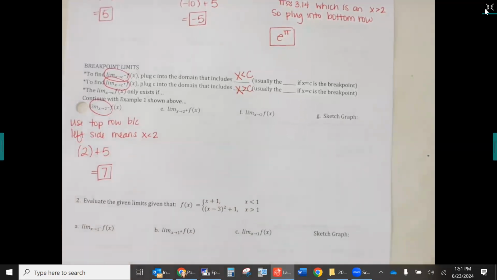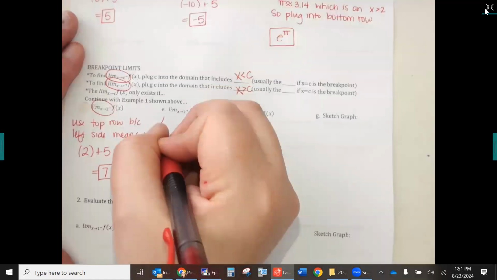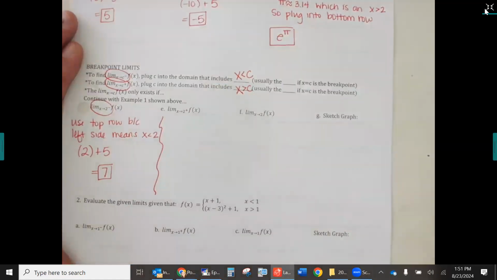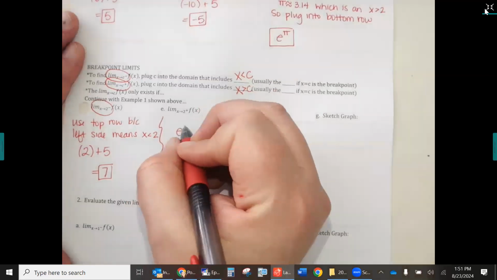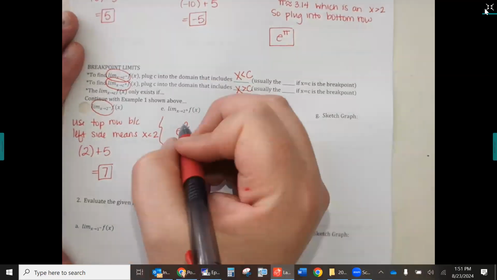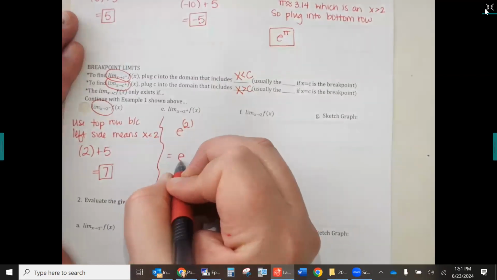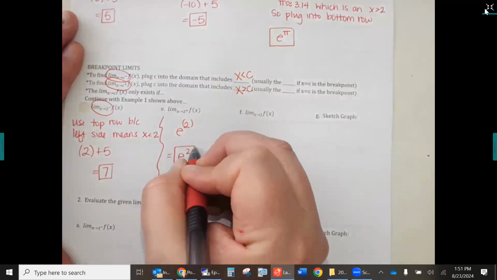Okay, next one. Now we want to approach 2, but from the right-hand side. What portion of your piecewise will you plug into? Bottom. The bottom is correct because the bottom is where all the x's bigger than 2 are, which would represent the right side of the breakpoint. So we're going to do e to the 2, which we're going to just leave as e squared.